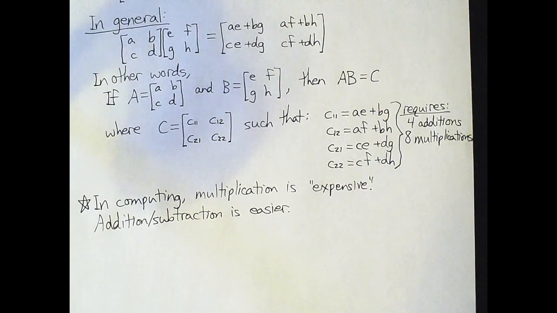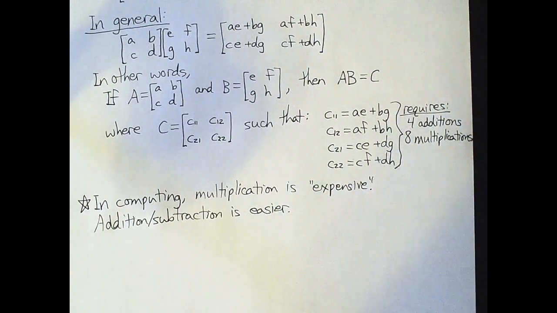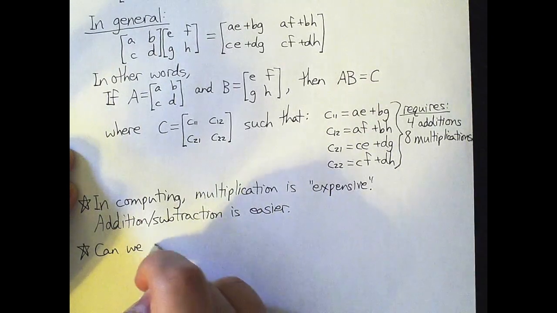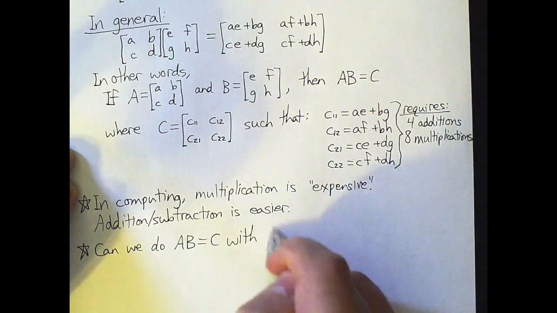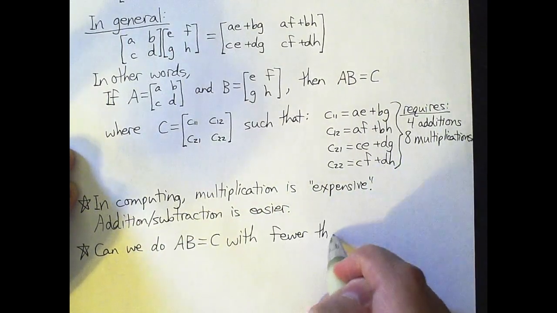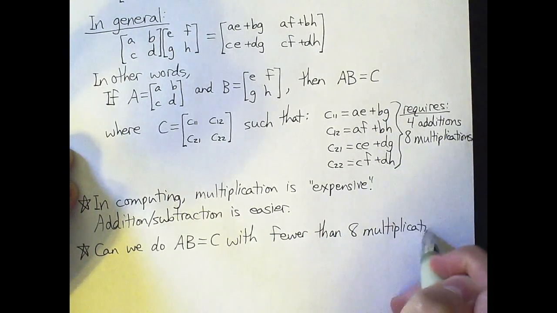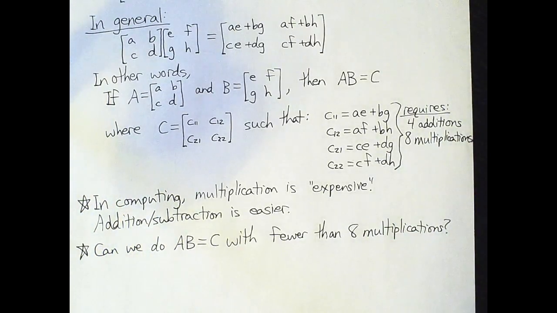So if we want to do this as efficiently as possible, a computer might get bogged down doing a bunch of multiplications, especially for large numbers. So here is a question. Can we do AB equals C with fewer than 8 multiplications? Because maybe in a certain sense we could find a way to do this more efficiently if we didn't have to multiply so many numbers.